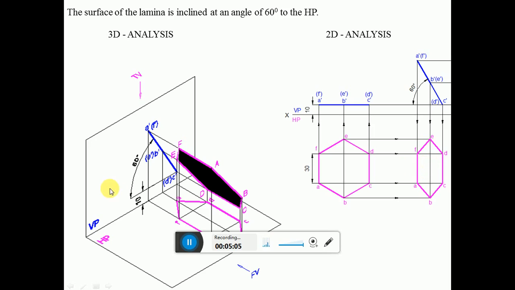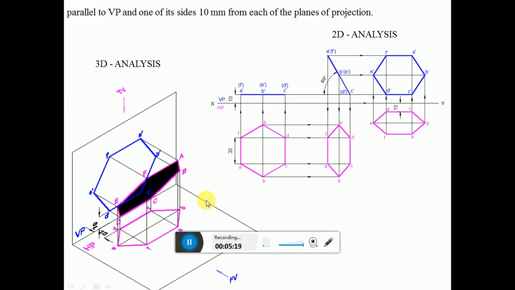Obviously we can see here, this is the three-dimensional sketch wherein the surface is totally inclined at an angle of 60 degrees and that surface is still perpendicular to VP. So you have the surface here. But parallel to VP and one of its sides 10 mm from each of the reference planes of projection.